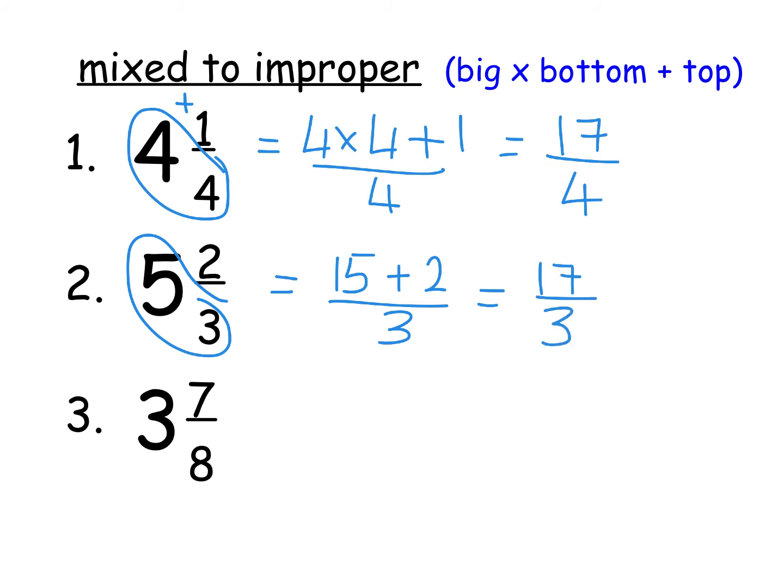And on the last one, we're going to do 3 times 8 is 24. And then we add on the 7. 24 plus 7 is 31/8. So this working down the middle is not essential. That's just me writing out the thought process that goes along with this. And as you get more practice, you should be able to go straight to the final answer. And these are only easy if you're good at your times tables.